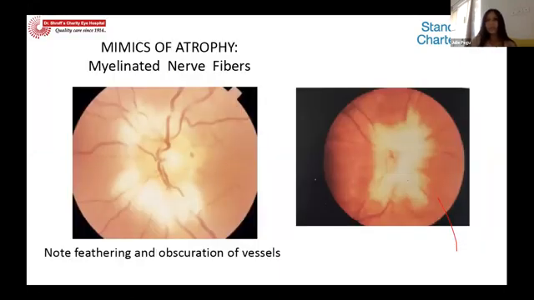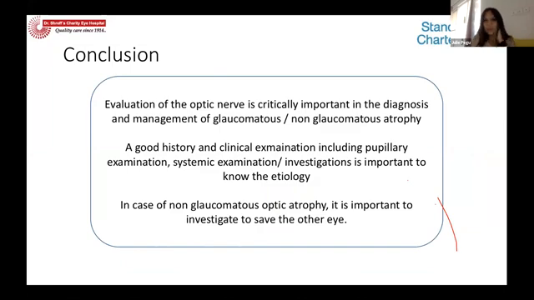The last is the myelinated nerve fiber. Obviously you should not miss it, and you should not consider it to be glaucomatous, but this is one of the causes of whiteness around the optic disc. The typical feature is a feathery margin, and the vision is normally retained, except in very severe cases, where the vision may be low. So I would like to conclude that evaluation of the optic nerve is very important for the diagnosis, whether it's a glaucomatous or a non-glaucomatous optic atrophy.